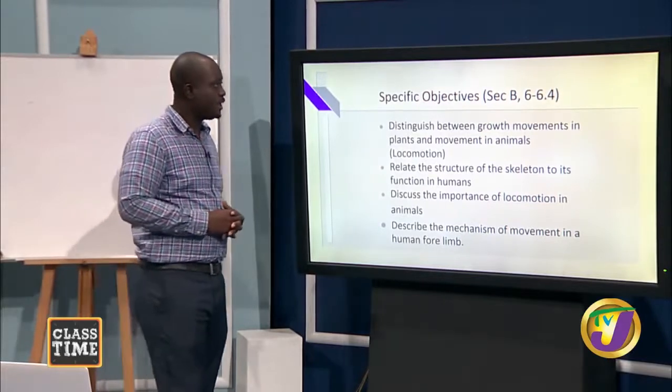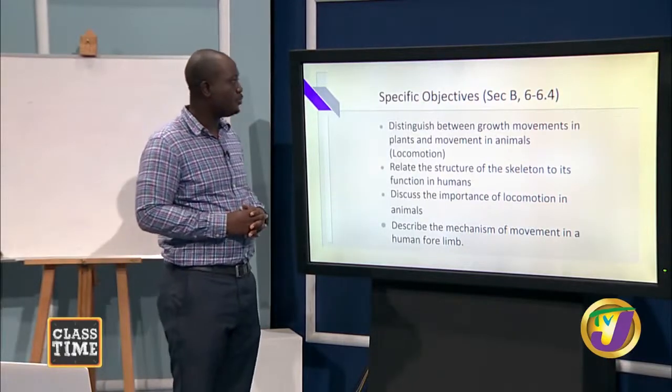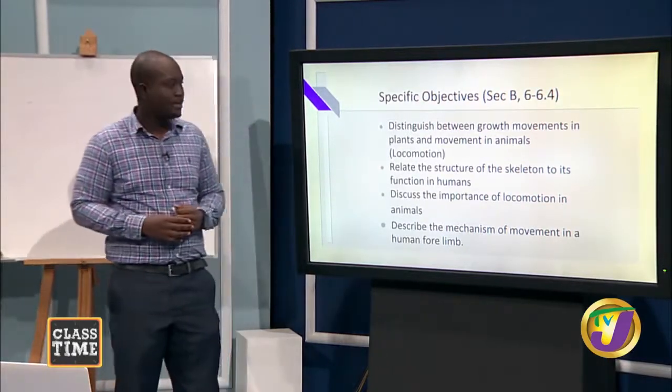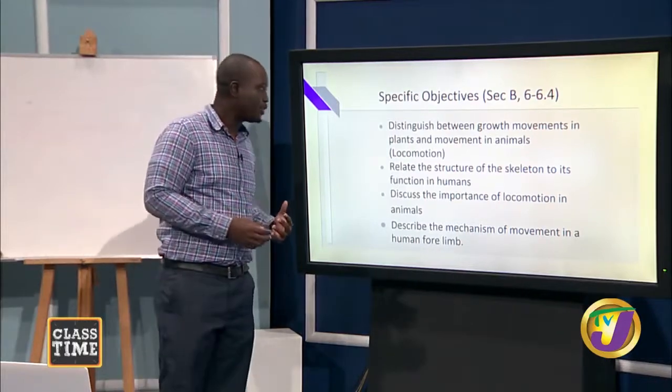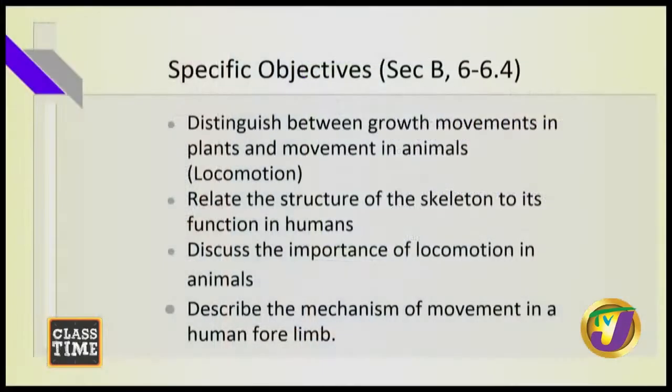According to our syllabus, we should be able to distinguish between growth movements in plants and animals, relate the structure of the skeleton to its function in humans, and discuss the importance of locomotion in animals. We also want you to be able to describe the mechanism of movement in a human forelimb.